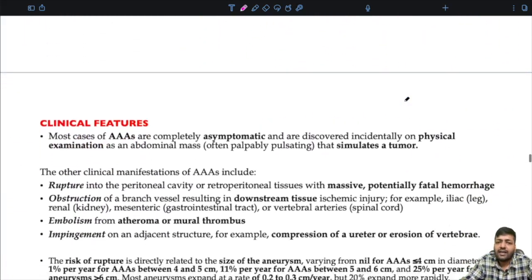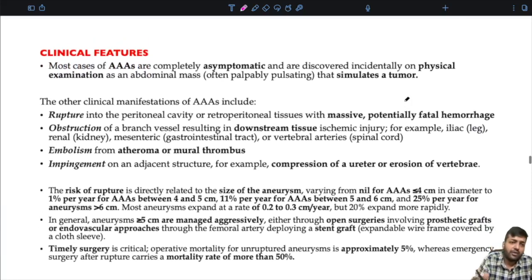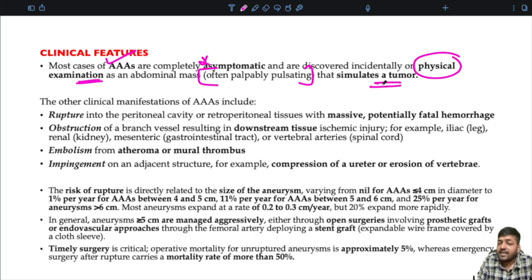Now, we will look at the clinical features of abdominal aortic aneurysm. Most cases of abdominal aortic aneurysms are completely asymptomatic, and they are discovered incidentally on physical examination as an abdominal mass, most often as a palpable pulsating mass that simulates a tumor. So, most are asymptomatic, and physically you can see the pulsations.